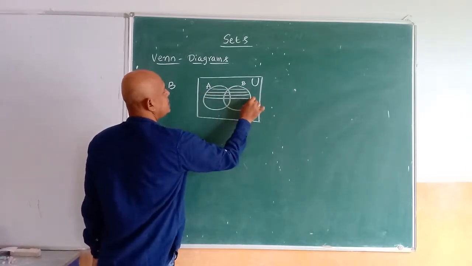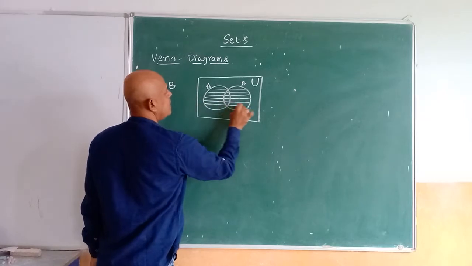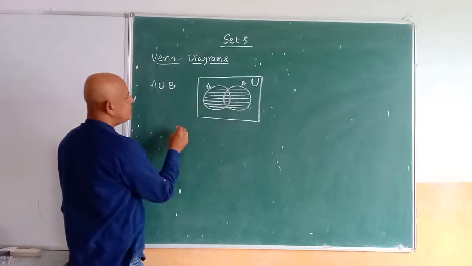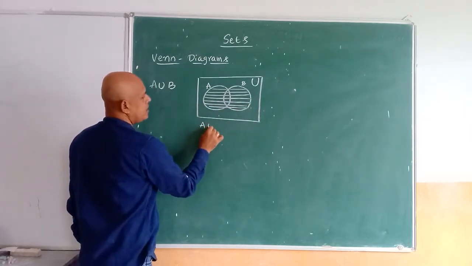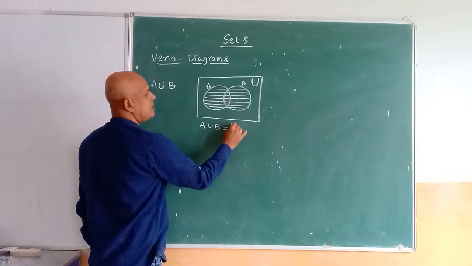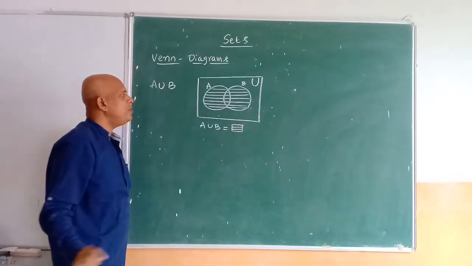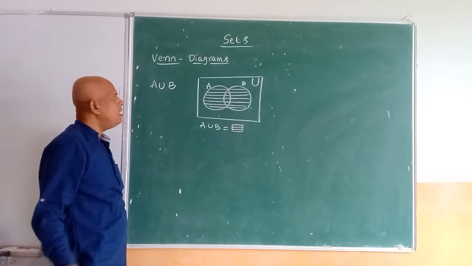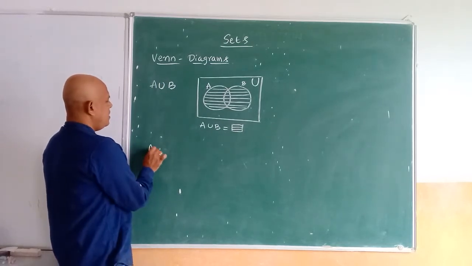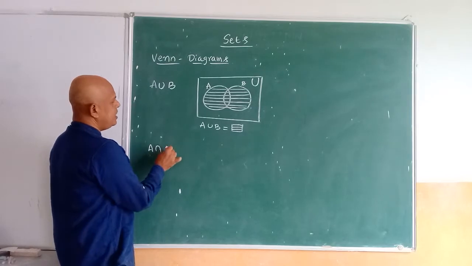Completely shading A as well as B. So this is the Venn diagram of A union B. A union B is equal to, so which part? This is the shaded part of A union B when the elements are not given. Now, in the same way, A intersection B.